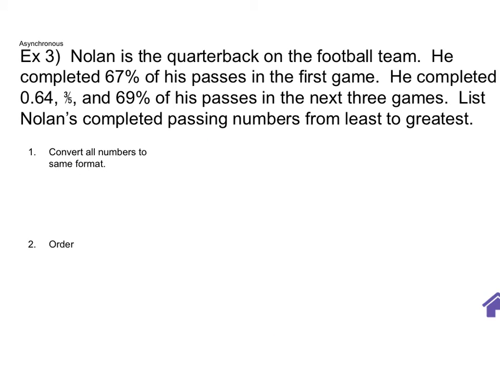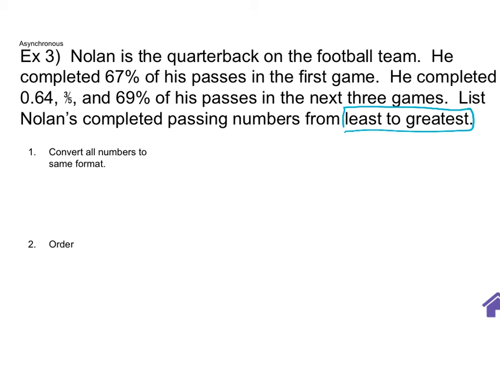All right, this is our last example. So Nolan is the quarterback of the football team. He completed 67% of his passes in the first game. He completed 0.64, 3/5, and 69% of his passes in the next 3 games. List Nolan's completed passes numbers from least to greatest. So we need to make sure that we are ordering these from least to greatest.